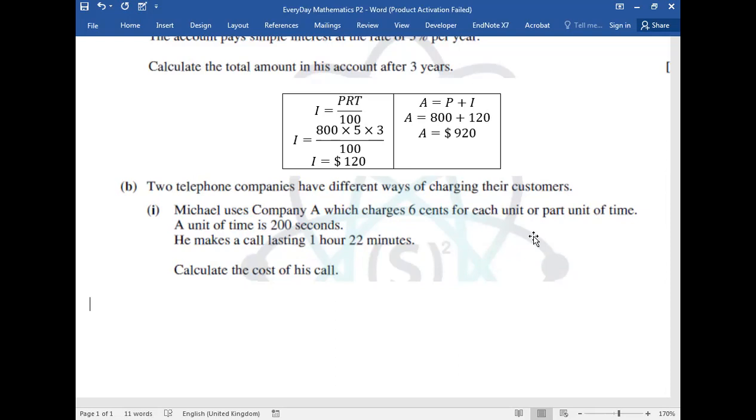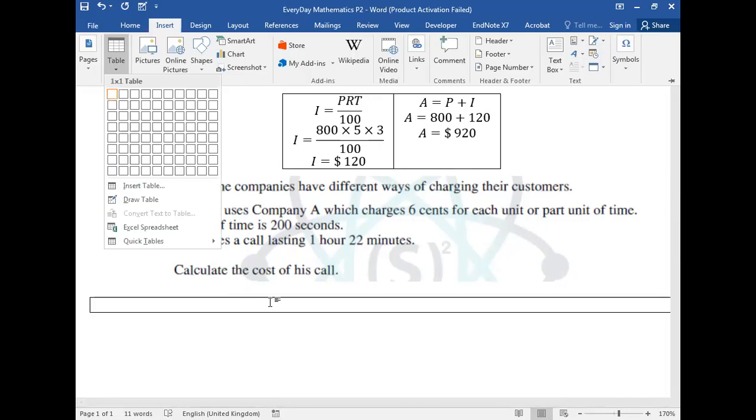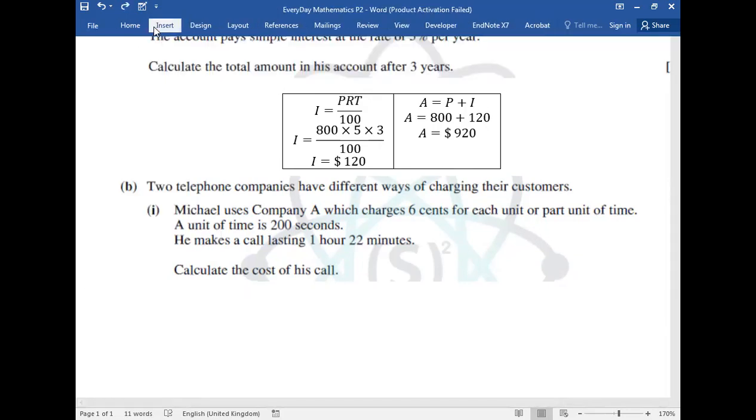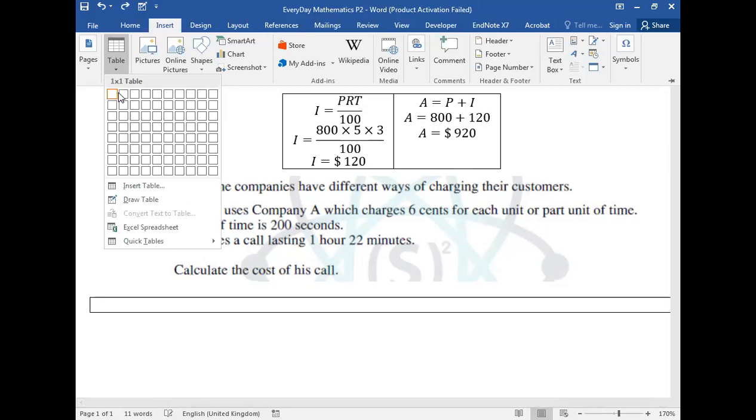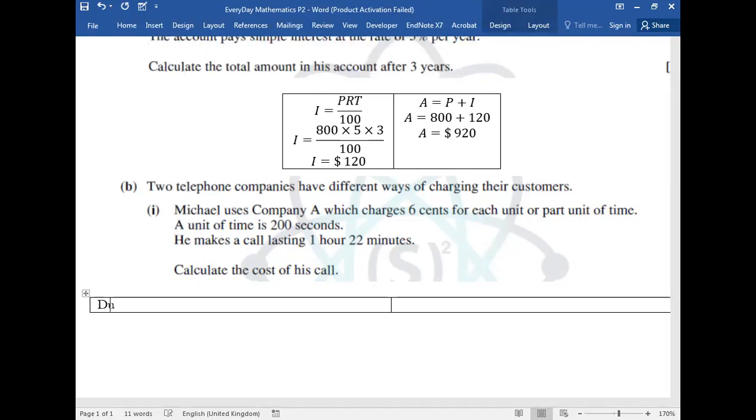Their unit is 200 seconds. 200 seconds is one single unit of time. Right? He makes a call lasting 1 hour and 22 minutes. Calculate the cost of his call. So there are many ways to do these questions. One of the approaches is you find the number of seconds that you have, the duration of the call.